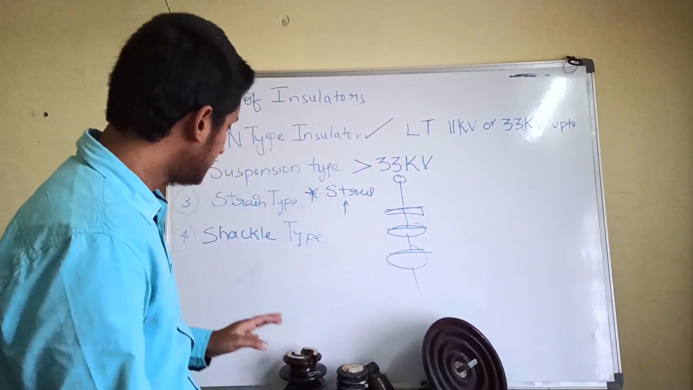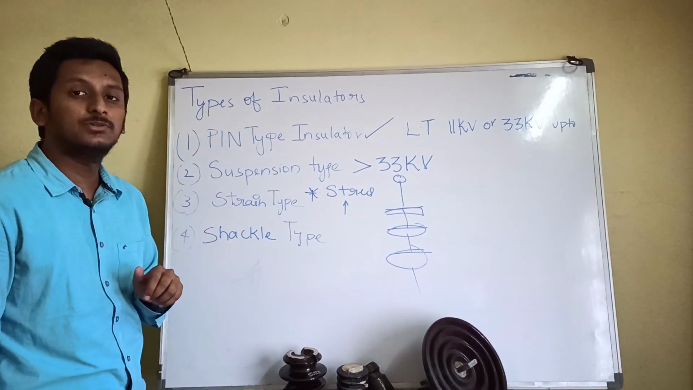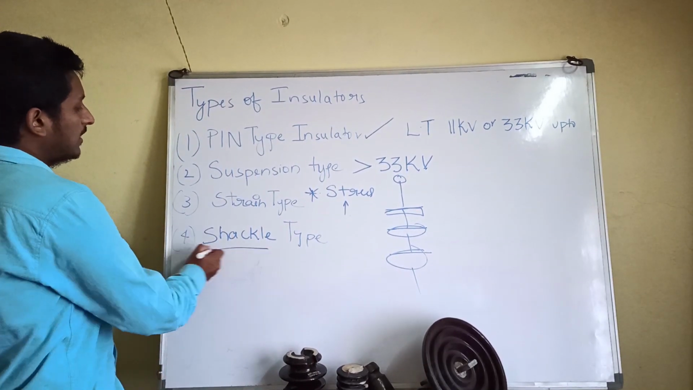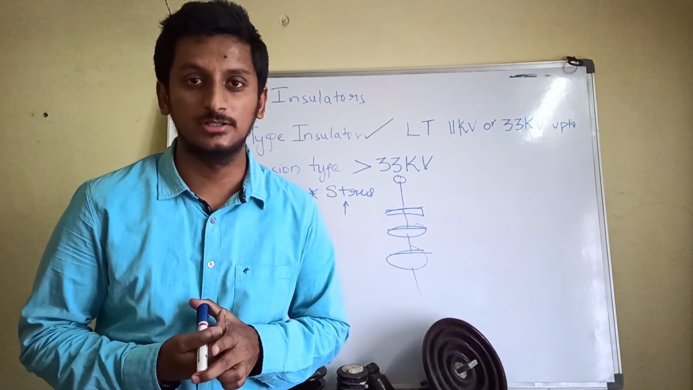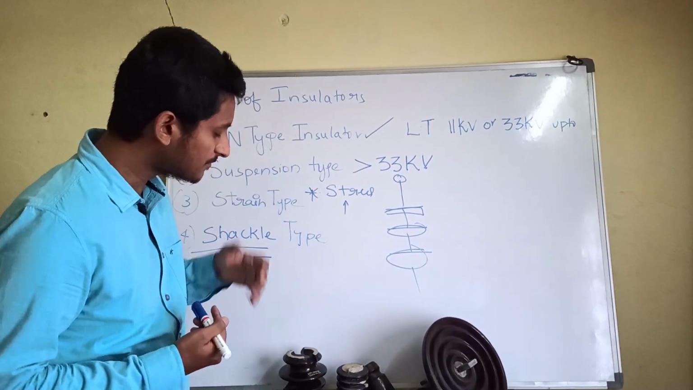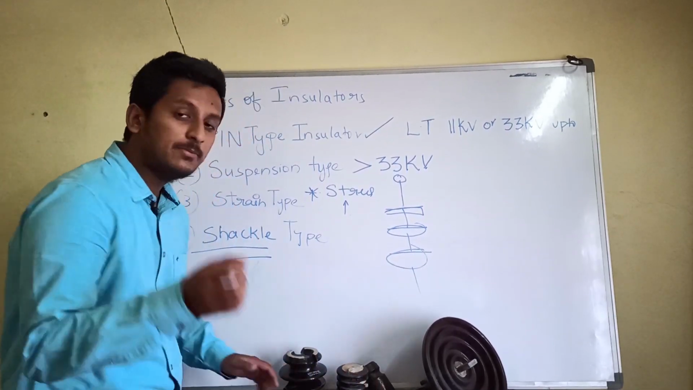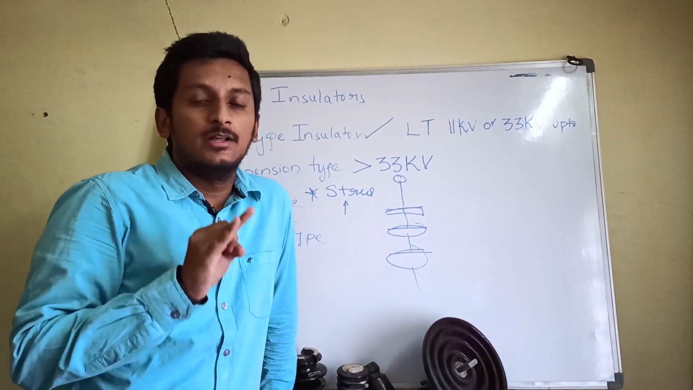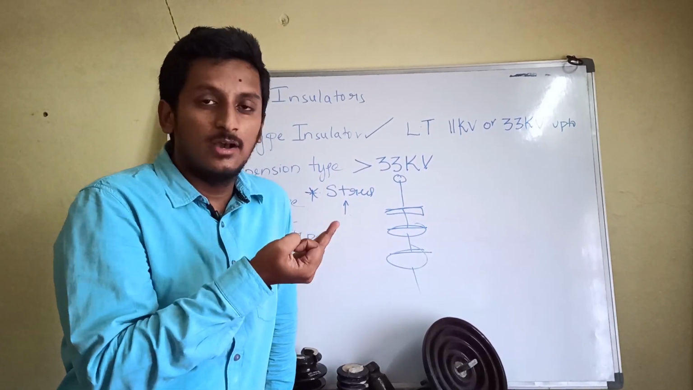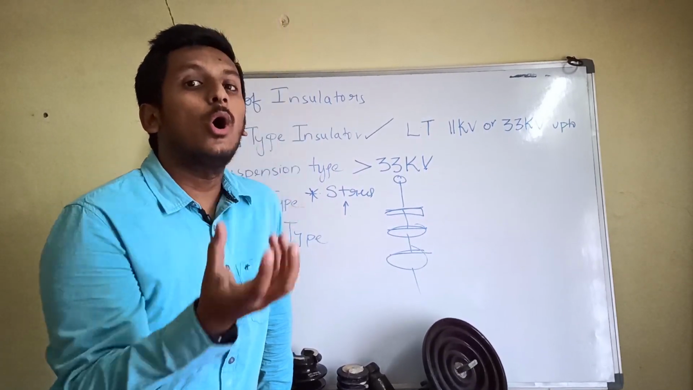Okay, now this is for the strain type insulator. Now there is one more type of insulator, that is called shackle type insulators. The shackle type insulators, where you are going to use this, it may be at the starting end or it may be at the terminating end. That means starting end or ending end, or else you can use it at the corners also.